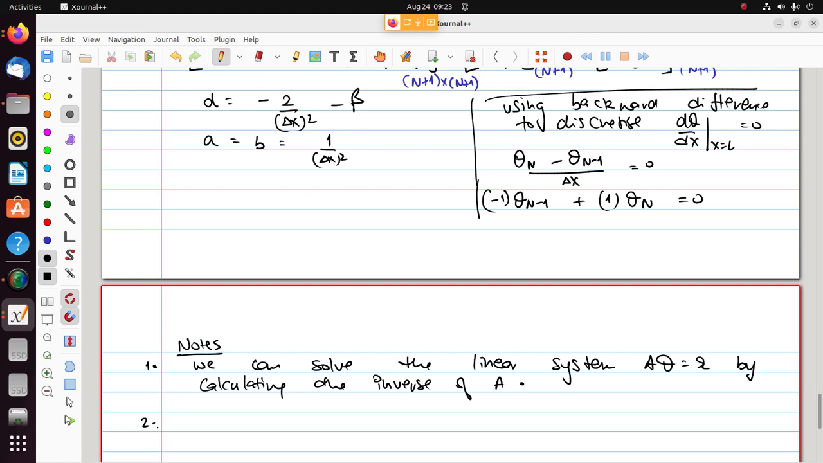So, as I said, we can solve the linear system A theta equals R by calculating the inverse of A and then multiplying both sides on the left hand side by A inverse. But that will be inefficient. Can anyone think of why it would be inefficient to calculate the inverse of A in this particular condition?